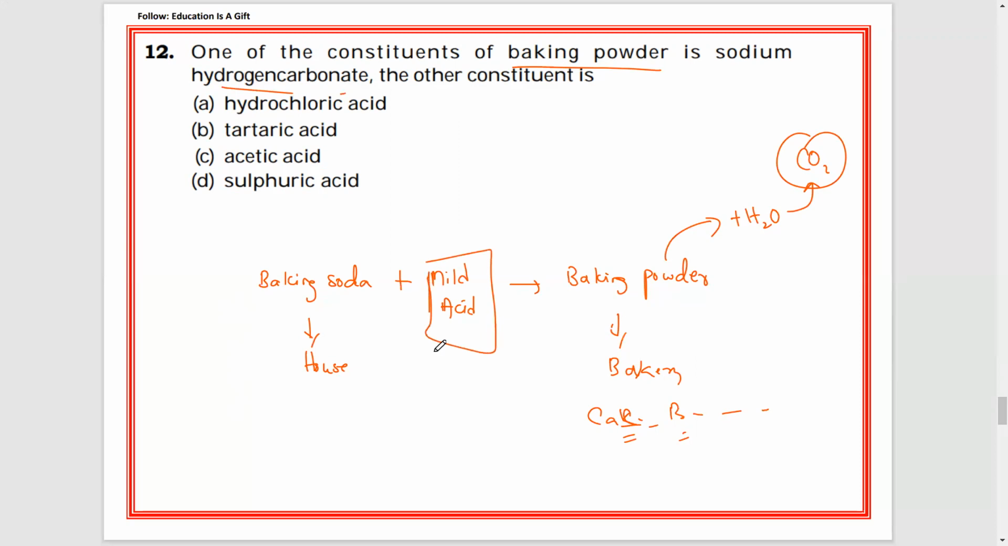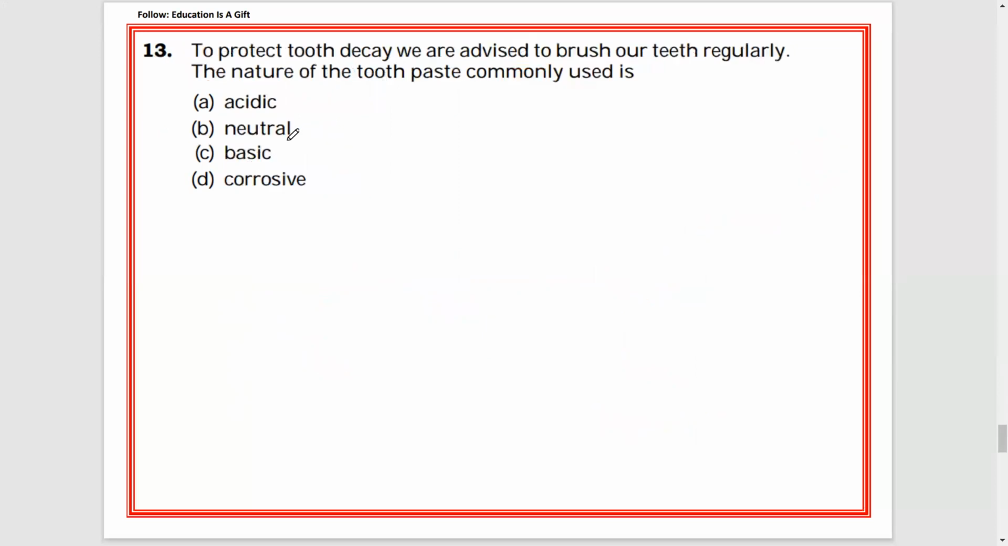A mild acid is added. Sulfuric acid is a strong acid, acetic acid is somewhat strong, and hydrochloric acid is also strong. But of these, two can be edible: tartaric acid and acetic acid. Answer is tartaric acid, because you can observe there will be some bitter taste, that is because of tartaric acid.